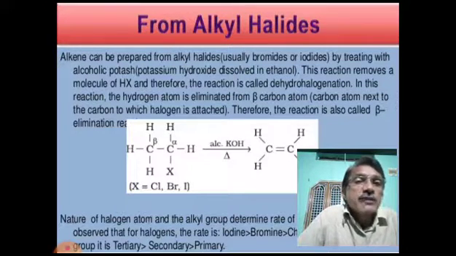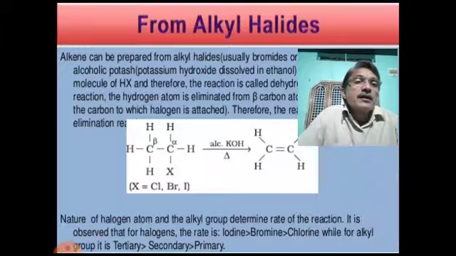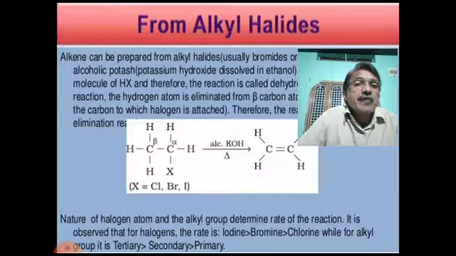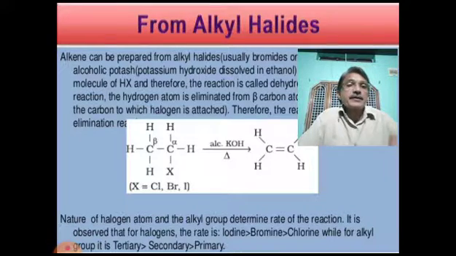The nature of the halogen atom and the alkyl group determine the rate of the reaction. It is observed that for halogens, iodine is more reactive than bromine, which is more reactive than chlorine. While for the alkyl group, tertiary alkyl halide is more reactive than secondary alkyl halide, which is more reactive than primary alkyl halide.